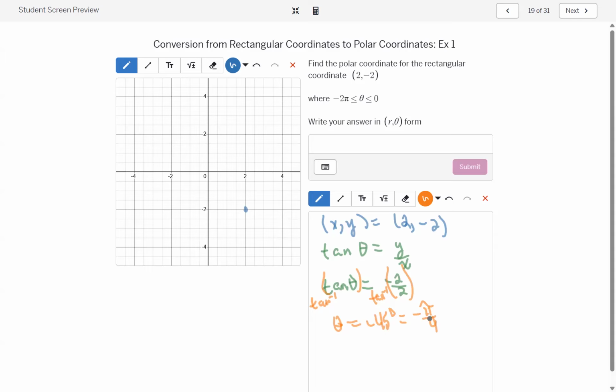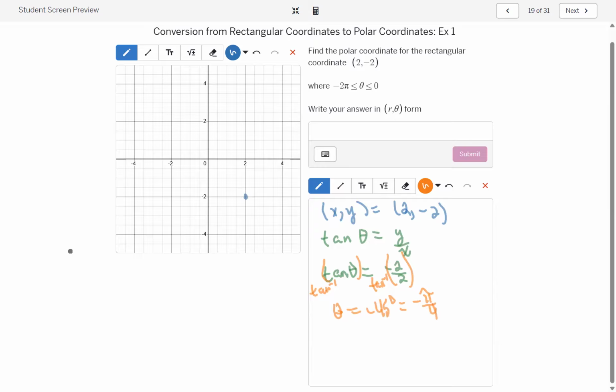So negative pi over 4 is a quadrant 4 angle. And when we look at our xy point, it's in quadrant 4. So this means when we solve for the radius, we're going to use the positive radius when we square root. So r squared is x squared plus y squared. So x is 2. Y is negative 2. So 2 squared is 4. Negative 2 squared is also 4. So we have 8.